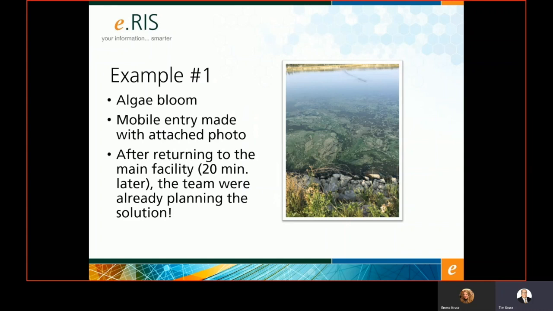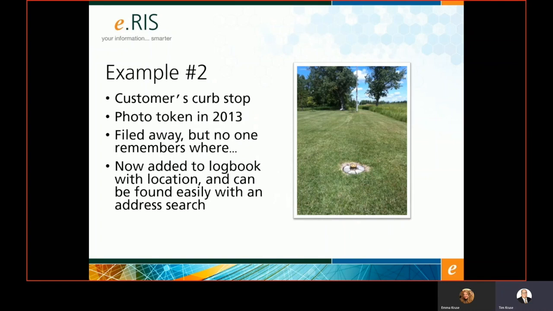The second example that they provided for us was a hard to find curb stop. In the past, it was hard to remember where this was on this person's property. So they simply took a photo and added a log entry that included the customer's address, and now anytime anyone wants to find that customer's curb stop, they can easily go to the electronic logbook, search for that address, and see this picture. So that's another easy way to use the logbook as a simple way to share information.